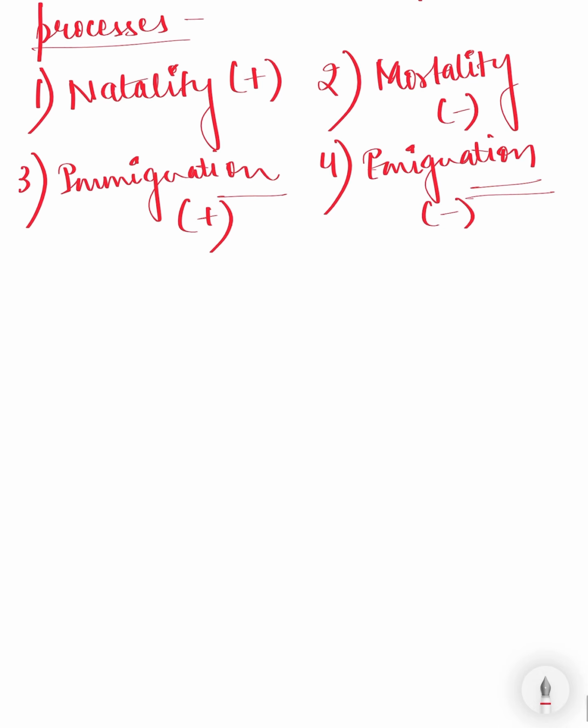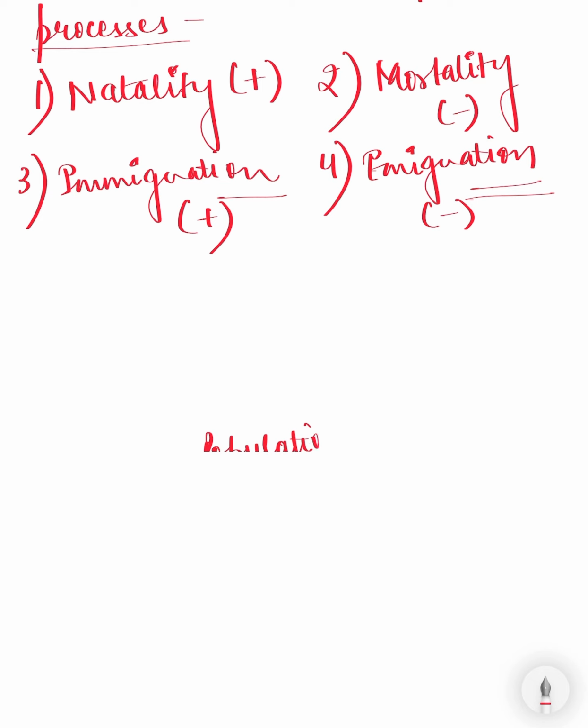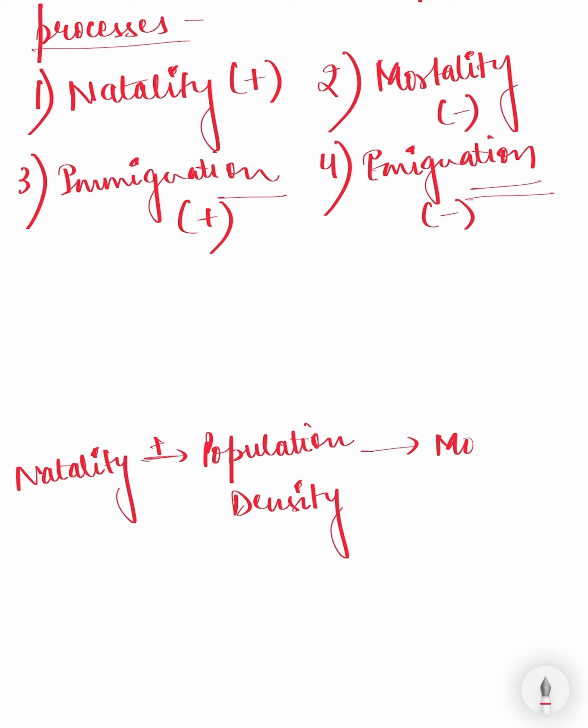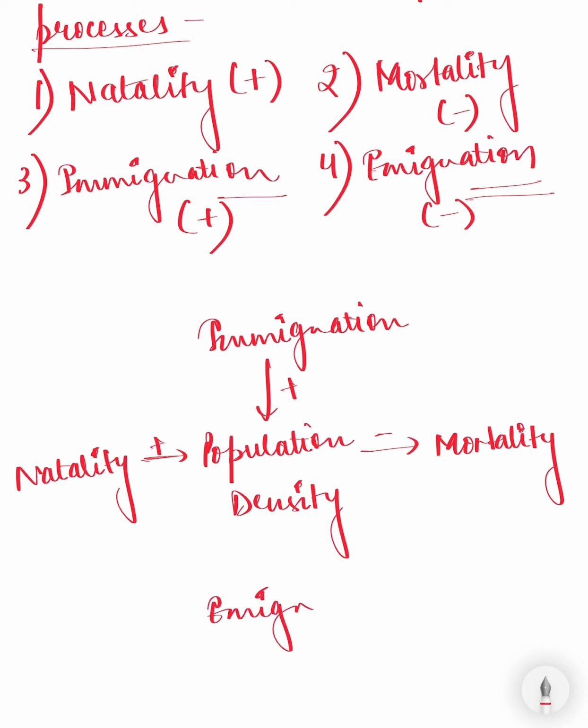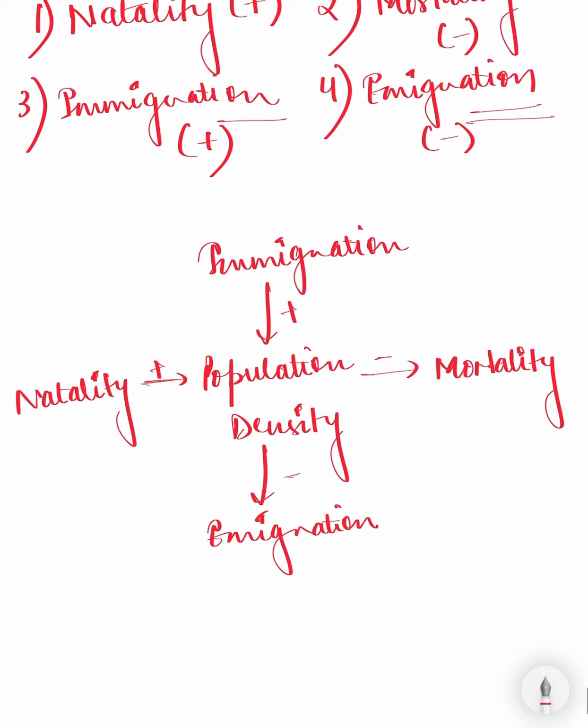So now if we take these four processes into account and draw a flow chart, so the population density, the factors, for example, first factor is natality. Natality has a positive impact on the population, whereas mortality has a negative impact. Again, immigration will have a positive impact on the population density. However, the emigration will have a negative impact. So this is an overall flow chart.